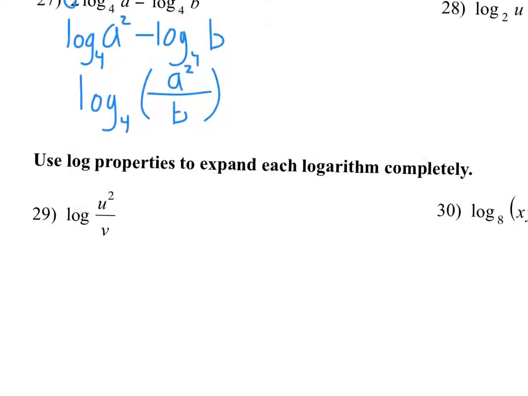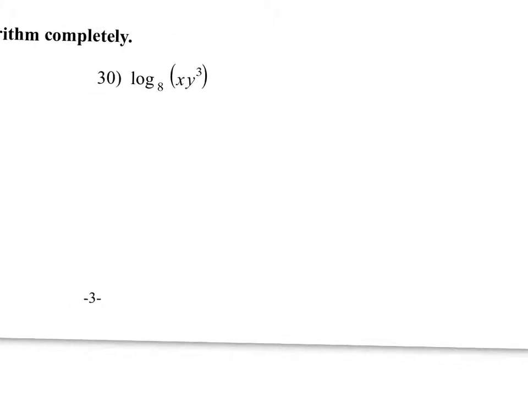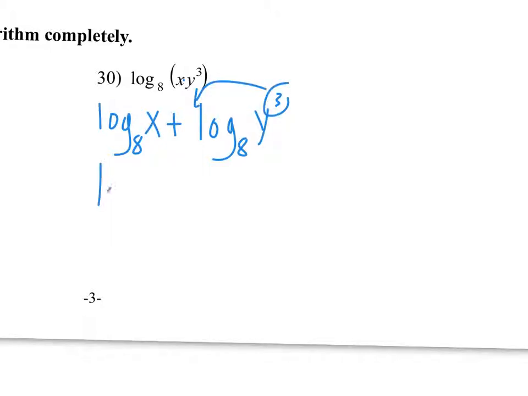Doing the opposite, we're going to expand. And I'll do 30, since 29 is the opposite of what we just did. So here we're going to expand based on multiplying. That means I'm going to add. So that's log base 8 of x plus log base 8 of y to the third. We can bring the power down front. We get log base 8 of x plus 3 log base 8 of y.